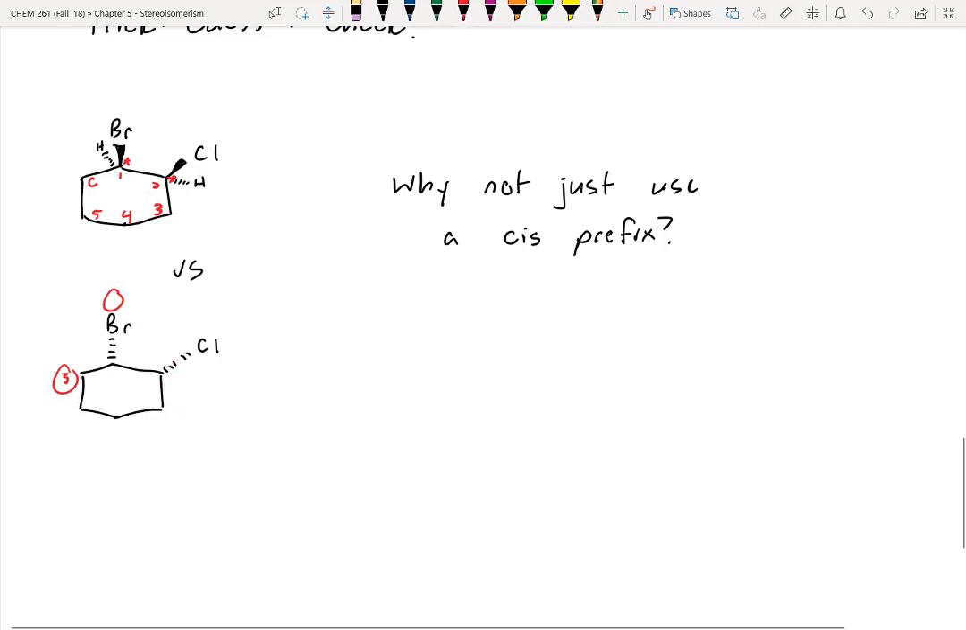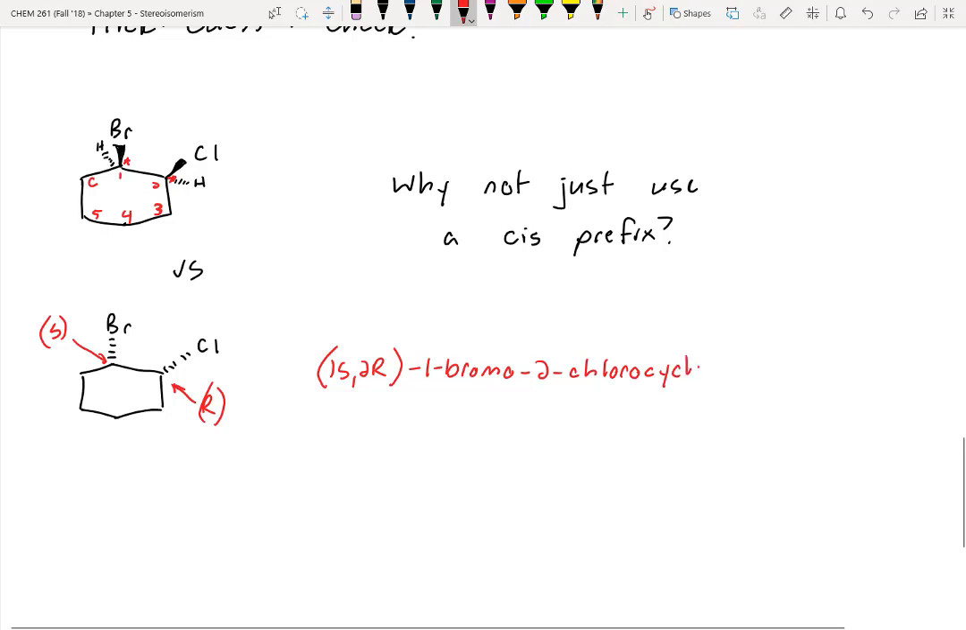So if we look at this one, this would be an S. What do you think this one's going to be based on that same logic? R. So this one's actually not going to be the same molecule. This is going to be 1S, 2R, 1-bromo, 2-chloro, cyclohexane.